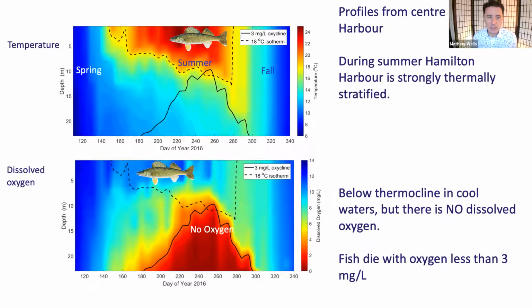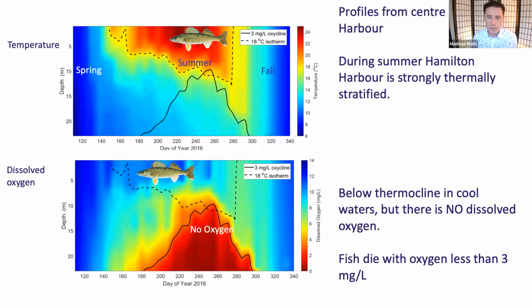So in a dimictic lake, you expect to see an isothermal spring water column profile, a stratified summer period, and an isothermal fall period. During the summer period, it's warm on the top and cold on the bottom, which shuts down the supply of oxygen to the deep waters. And because there's a large sediment oxygen demand, Hamilton Harbour has almost no oxygen below the thermocline, as shown on the bottom. So this means any fish that can survive in Hamilton Harbour have to be able to cope in the upper water column.